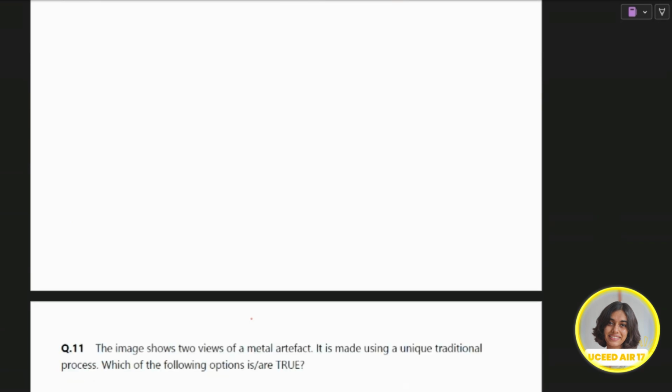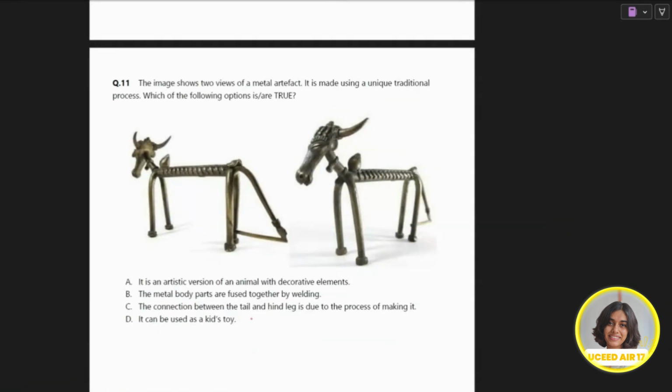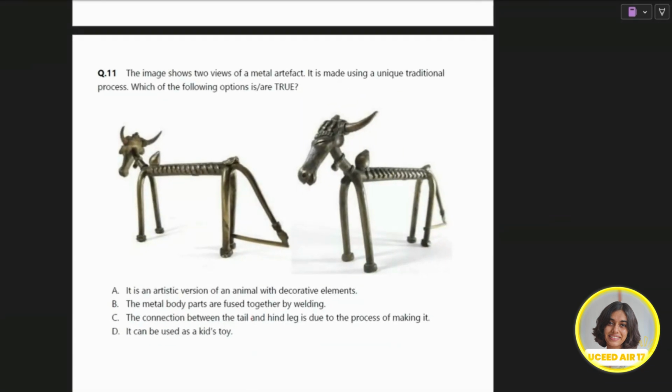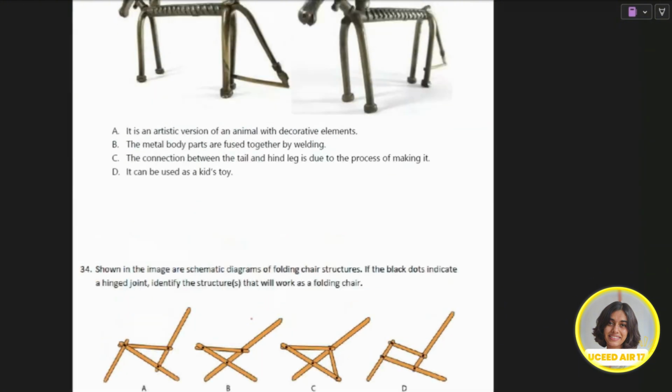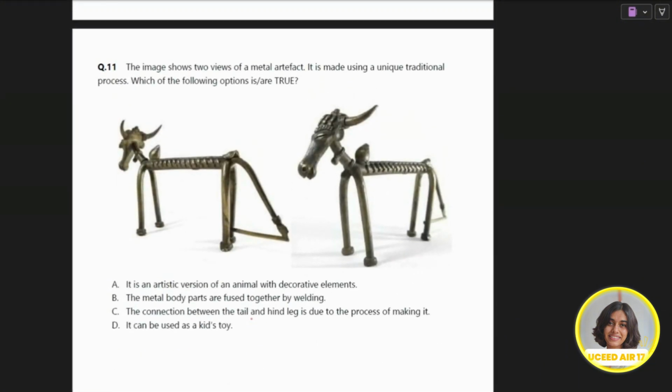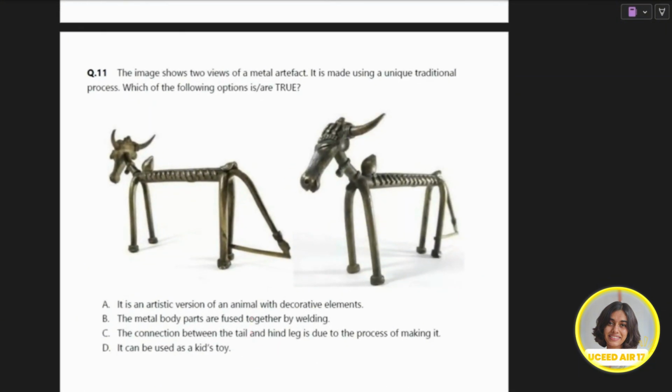Let's start solving some MSQs. I think MSQs would be really rapid in that sense. We can really go very quickly with the MSQs. Okay. The image shows 2 views of a metal artifact. It is made using a unique traditional process. Which of the following options is or are true?